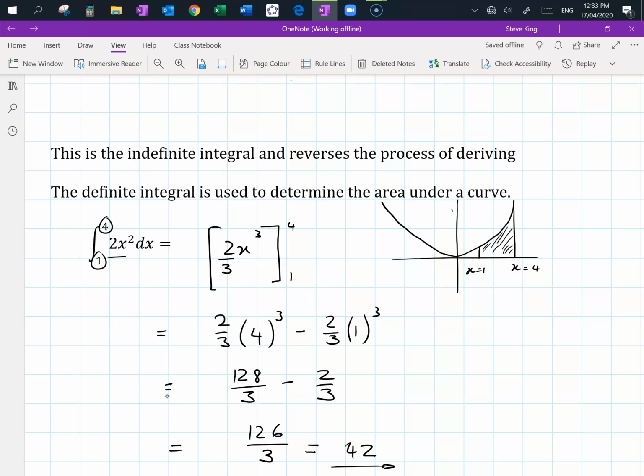So that, in a nutshell, is the work that we did last year on integration, and we are going to build on from here. So hopefully you've done the pre-test and you can assess where your areas of weaknesses are and work on those. And now we're going to tackle the main body of the work.